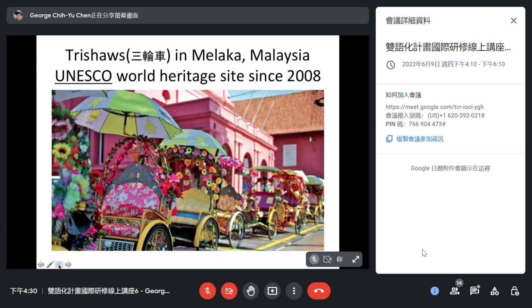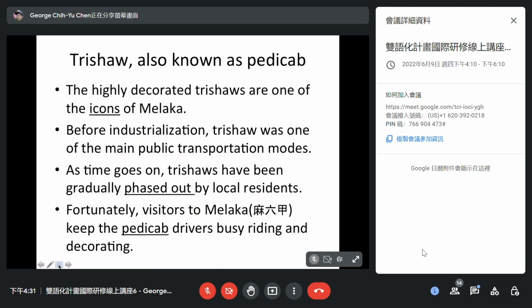And in this picture, you see the colorful tree shots lined up outside of a historical building. Tree shot, also known as pedicab. Pedi means feet, and cab means taxi. So it really means 脚踏计程车. Or some people call it rickshaw or tree shaw, but they really mean the same thing.